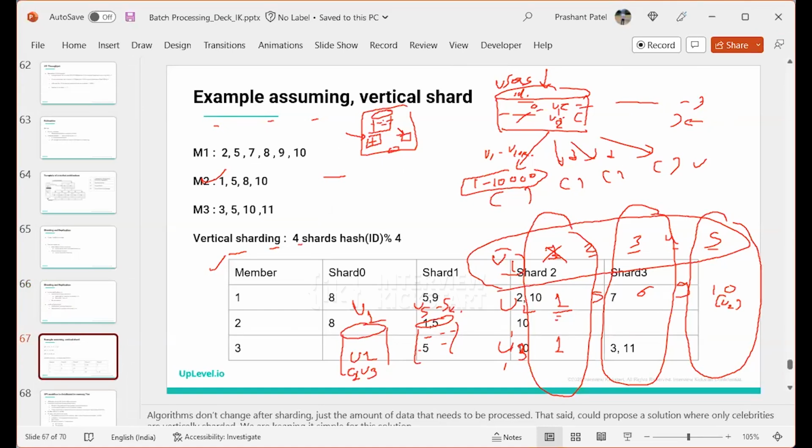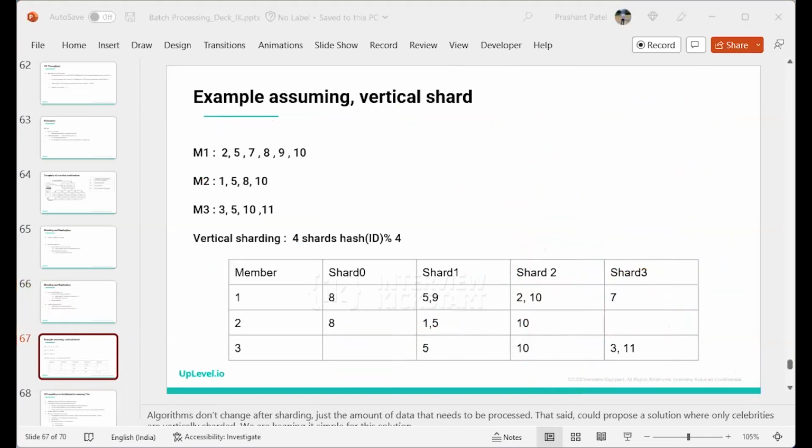Let me delete my drawings from here. Okay. So here, let's say user one. These are the users and members, and they have these connections. So 5 is the common connection, 10 is a common connection, 8 is a common connection. Multiple users are there, so they have member 1, 2, and 3.